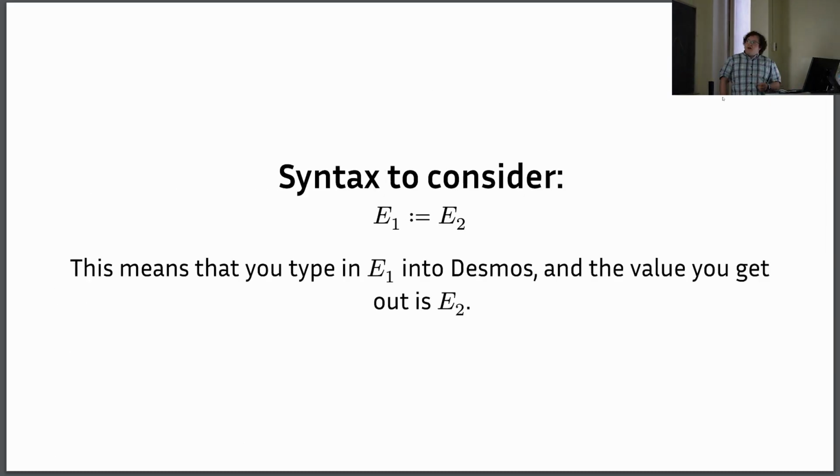So throughout this presentation, I'm going to use this syntax where I use E1 is defined by E2. And what I'm trying to say is that if you type E1 into Desmos literally, you're going to get the value of E2. And this will help explain some things later on. For the early things, it'll be like 1 is defined by 1, and that's kind of boring. But you'll see what I mean later on.